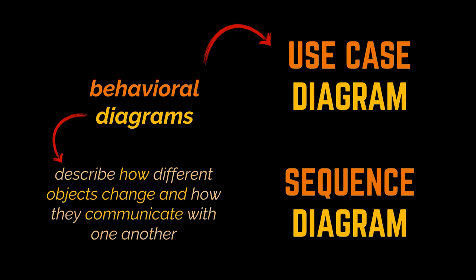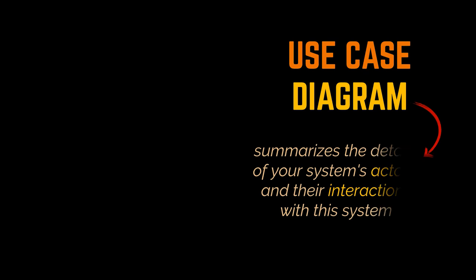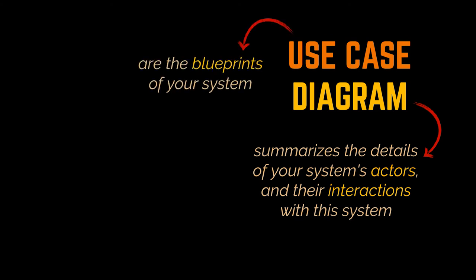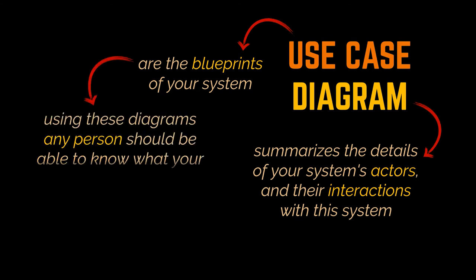Use case diagrams summarize the details of your system's users, also known as actors, and their interactions with this system. It is also being said that use case diagrams are the blueprints of your system. So, using one or multiple use case diagrams, any person should be able to know what your system or application is meant to do. And using these same diagrams, any developer should be able to understand and replicate this system.